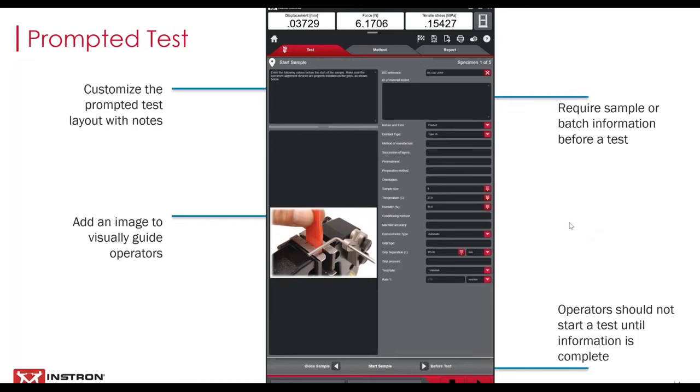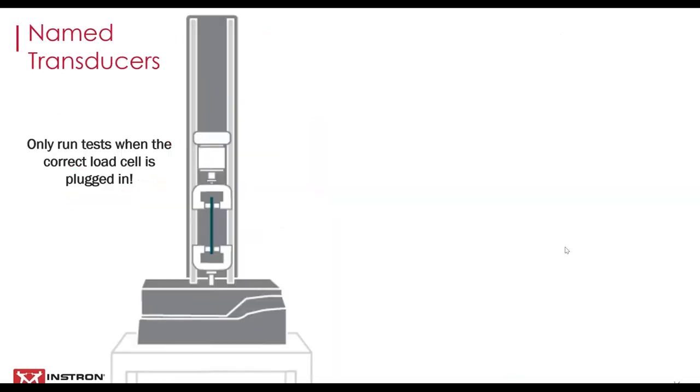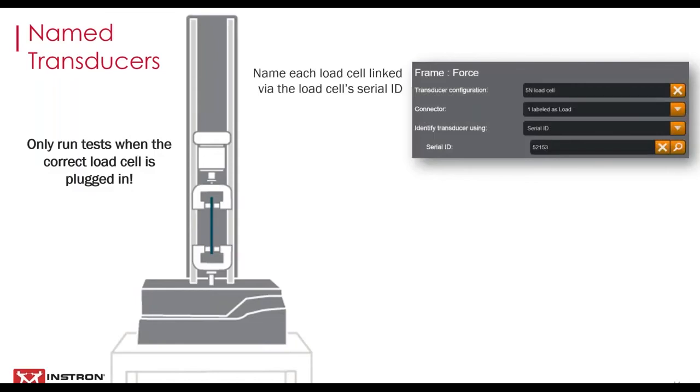So our next tip for protecting data integrity is tip number 2, set up name transducers. So name transducers ensure that an operator can only run a test when the correct load cell is used. So setting up a name transducer is easy. You'll need to identify what load cell should be used with which method. So someone with administrator permissions will need to plug in the desired load cell and then go to the admin tab in the software. And then in that admin tab under transducers, name the actual load cell.